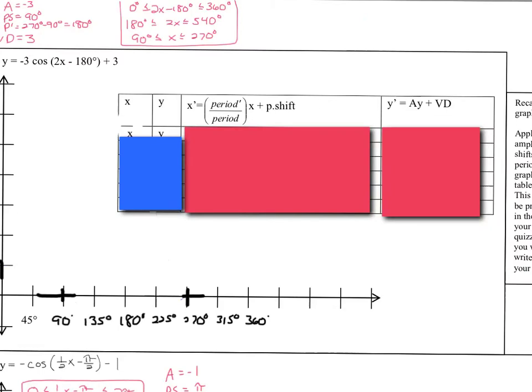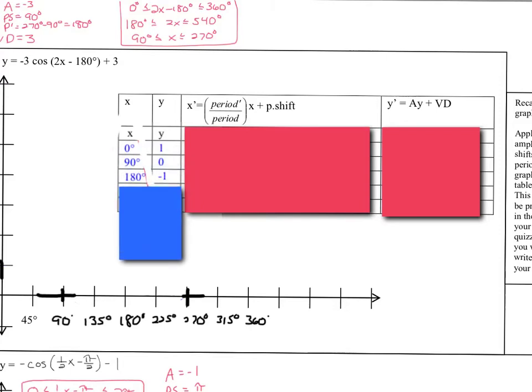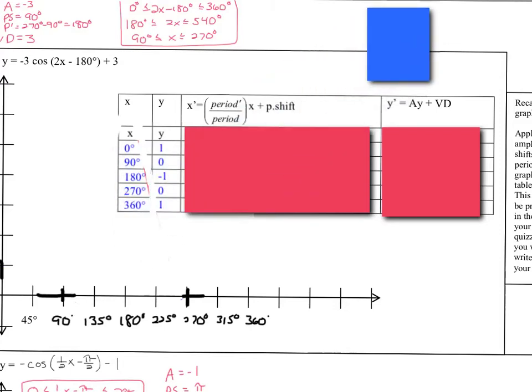So then we fill out our table. This first x and y table is for the parent graph. So we're going to do the quadrantal angles from 0 to 360. Cosine of 0 is 1, cosine of 90 is 0, cosine of 180 is negative 1, cosine of 270 is 0, cosine of 360 is 1. That's something that I think you're very fluent in.